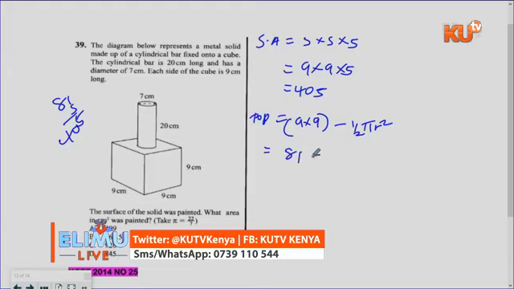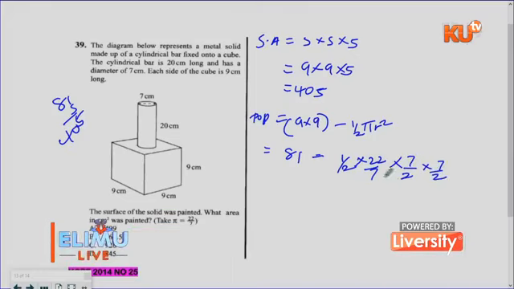81 minus a half times 22 over 7. Just do it again. What is the radius? The diameter is 7, so the radius is 7 over 2 times 7 over 2. 2, 1, 2, 11, 7, 1, 7, 1. So what do we have there? We have 77 divided by 4.